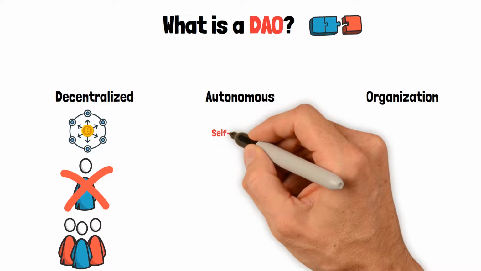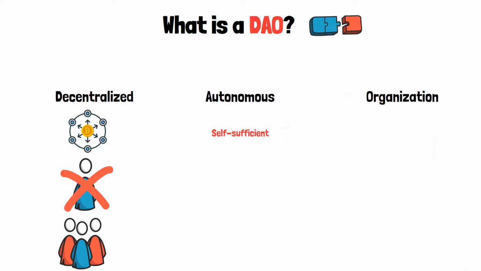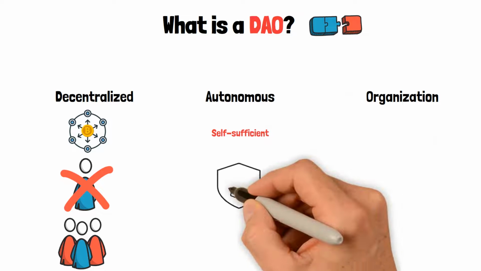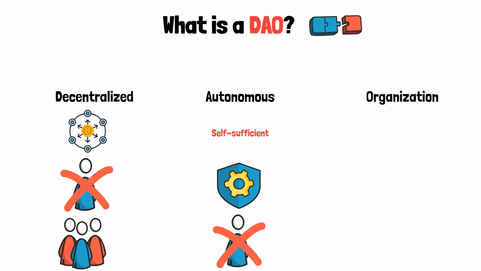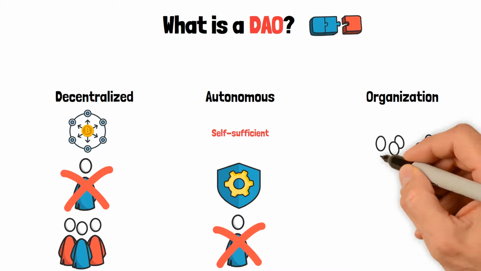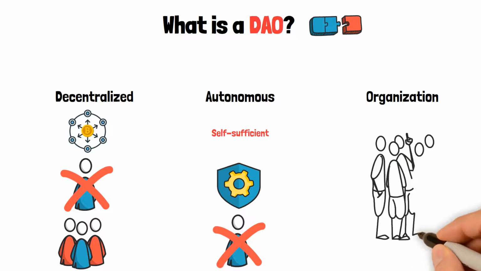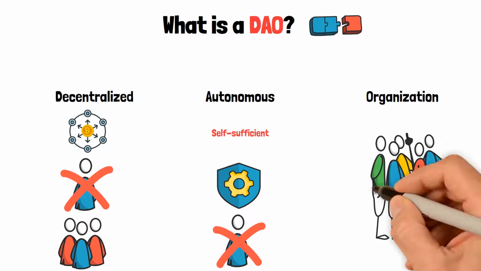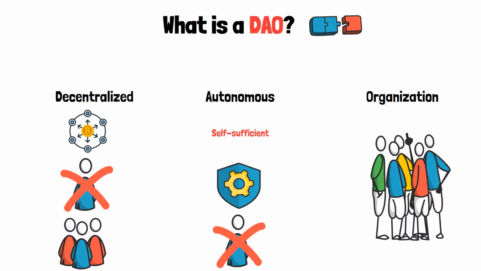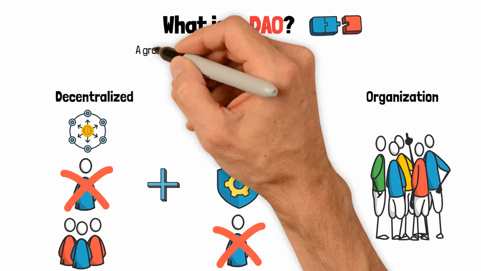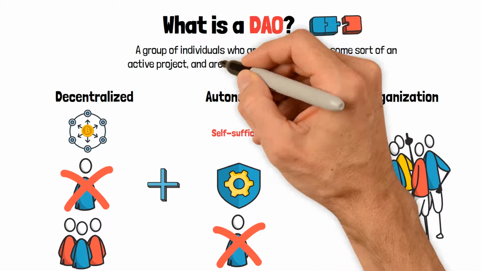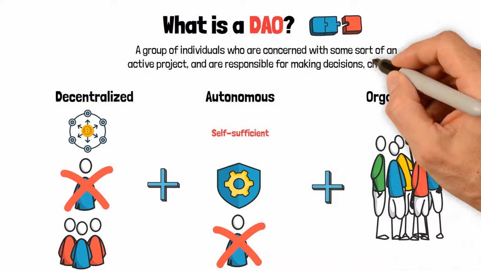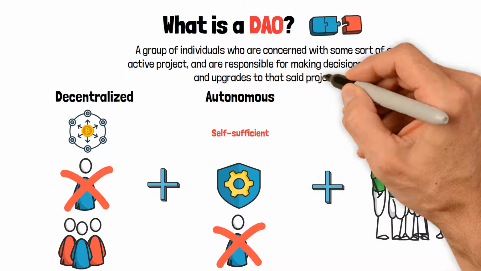Autonomous is a fancy way of saying self-sufficient. This refers to a system being able to complete certain processes without someone else intervening, and having to manually complete the process. Lastly, in this context, organization references the fact that there is a group of people making the decisions. So, when you add all of that together, DAO simply stands for a group of individuals who are concerned with some sort of an active project, and are responsible for making decisions, changes, and upgrades to that said project.